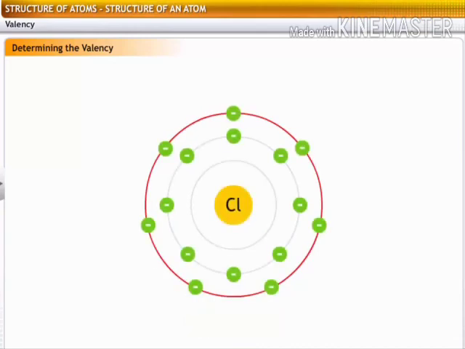For example, a chlorine atom has 7 electrons in the outermost shell. Here, in this case, it is easier for chlorine to gain 1 electron instead of losing 7 electrons. Hence, its valency is determined by subtracting 7 electrons from the octet, which gives the valency of 1 for chlorine.